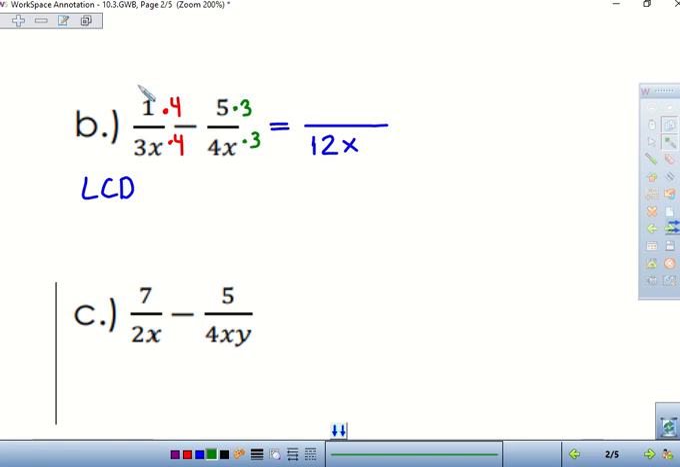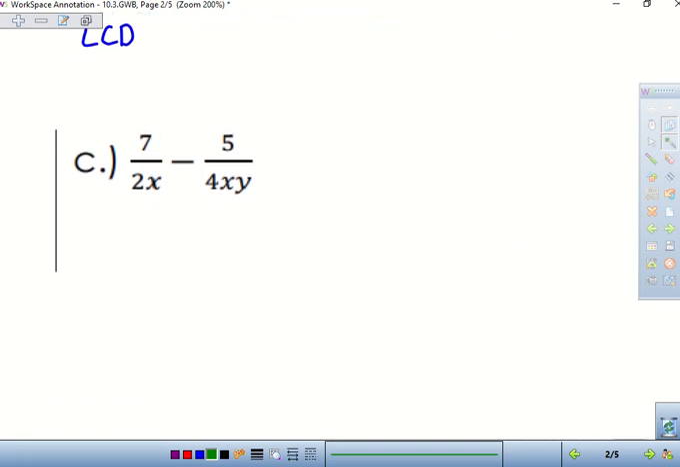So when we do that, whatever we get in the numerator is what's going to go up top, okay? So that's going to be 4 minus what? 15. 15, which comes out to be negative 11. Perfect, with that common denominator. All right, you guys seem to get this part pretty good so far.